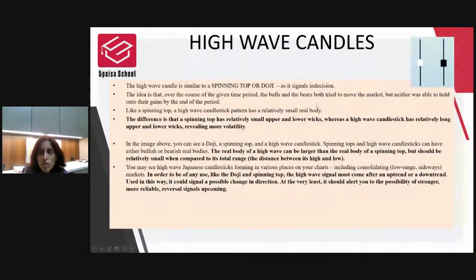Okay. So look at the wicks. The wicks are going to be longer as compared to the spinning top, and also the real body of the high wave can be larger than the real body. This is the body. Okay, so the real body of a high wave can be larger than the real body of a spinning top, but should be relatively small when compared to its total range. When we talk about the total range, it is the highest and the lowest, or the opening and the closing price. So this is one way you can differentiate.